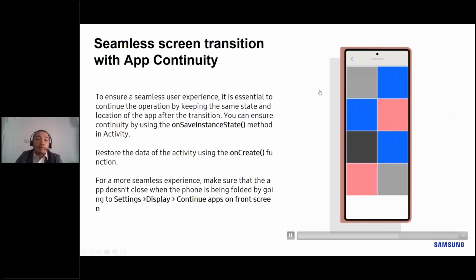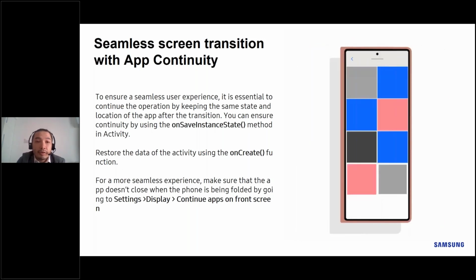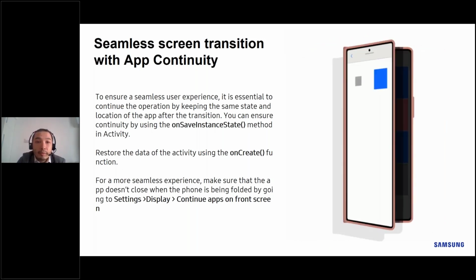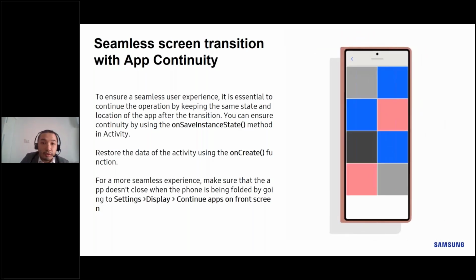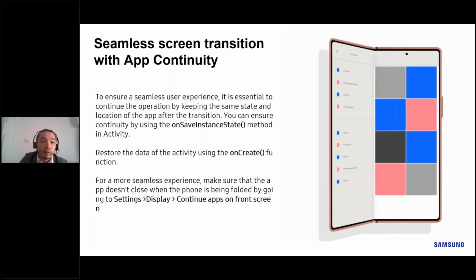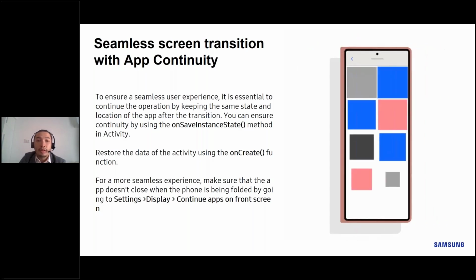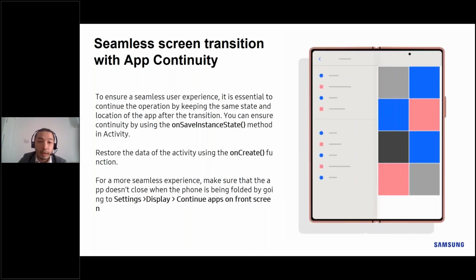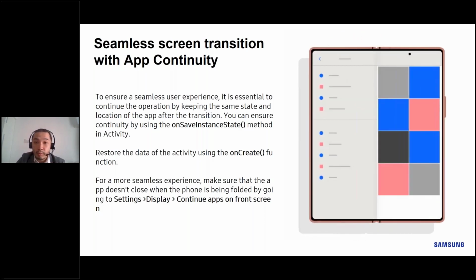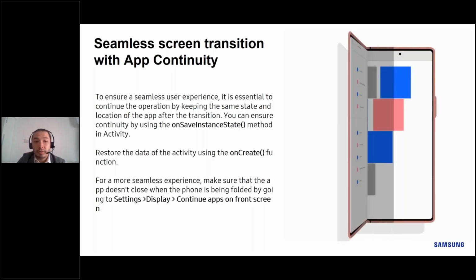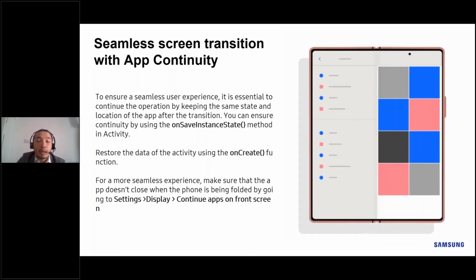So for the first core display, app continuity refers to the capability of your app to seamlessly restore user state when it receives configuration change, such as when a device is folded or unfolded. Since the app is running on a foldable device, you can transition from one screen to another. And it is very important that the current task of the app continues seamlessly after the transition and the app remains in the same state and location.